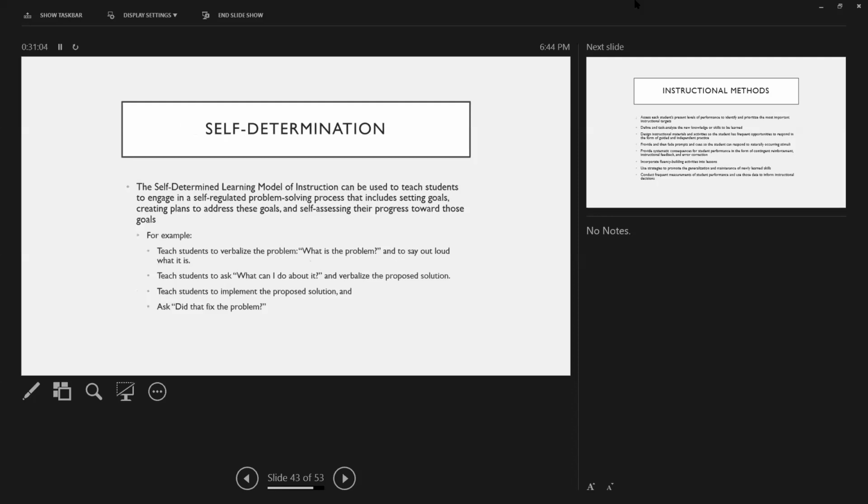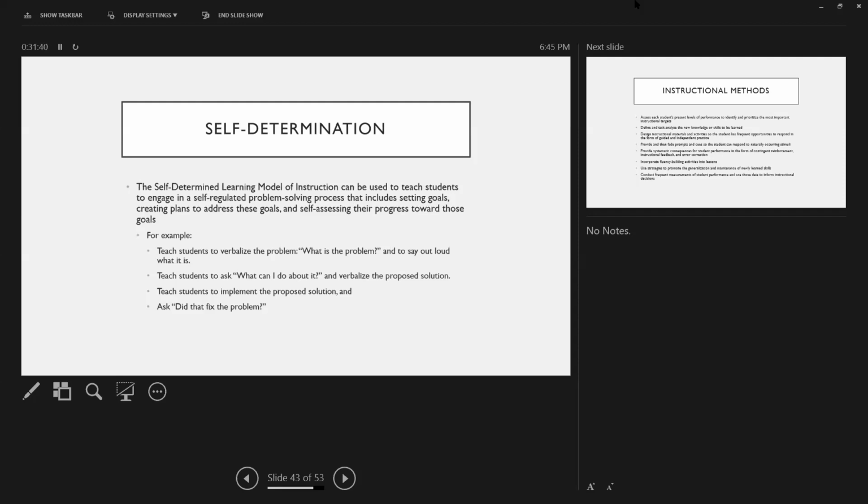And certainly self-determination, any kind of building self-determination into a functional curriculum is important. And there's one example here that I thought was important, and this is kind of for problem solving. This could certainly be relevant for problem solving in the classroom, problem solving in the community, problem solving at work. It's a self-regulated process that includes setting goals and then creating plans to address those.